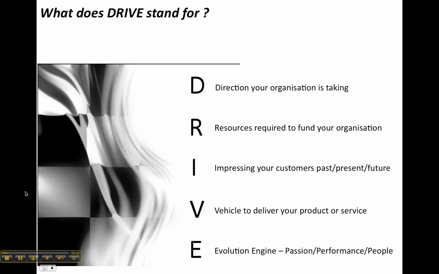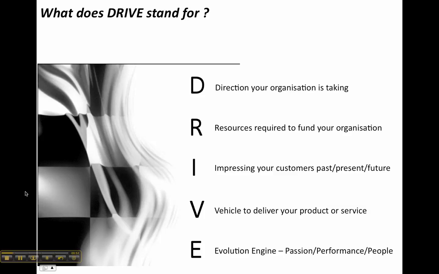It's made up of 5 components, and we start off with D, which is the direction your organisation is taking, and it's really important that you identify that key goal that you're aspiring to achieve so that you can completely align your organisation behind it. We then need to think about the resources in your business and what you need to fund it in terms of profit, working capital and return on investment.